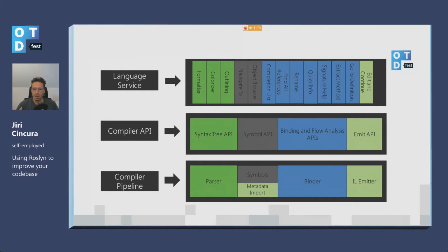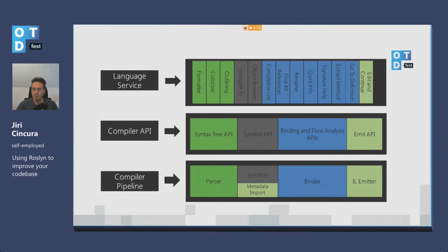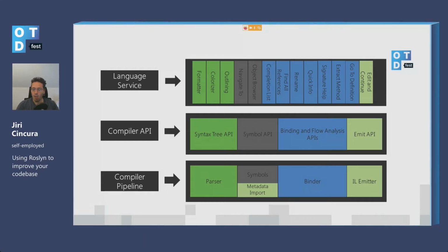So there are stuff like colorizer and formatter, so you can actually see it's a method, it's a class, it's an argument, it's a parameter or something like that. Stuff like navigate to, so you can actually say, hey, where is this method being used? Stuff around renaming, finding references, extracting methods, basically all the stuff you are interacting with in the Visual Studio in the first place is this layer on top of the APIs. All of these levels are open for you, so you can use them any way you want.